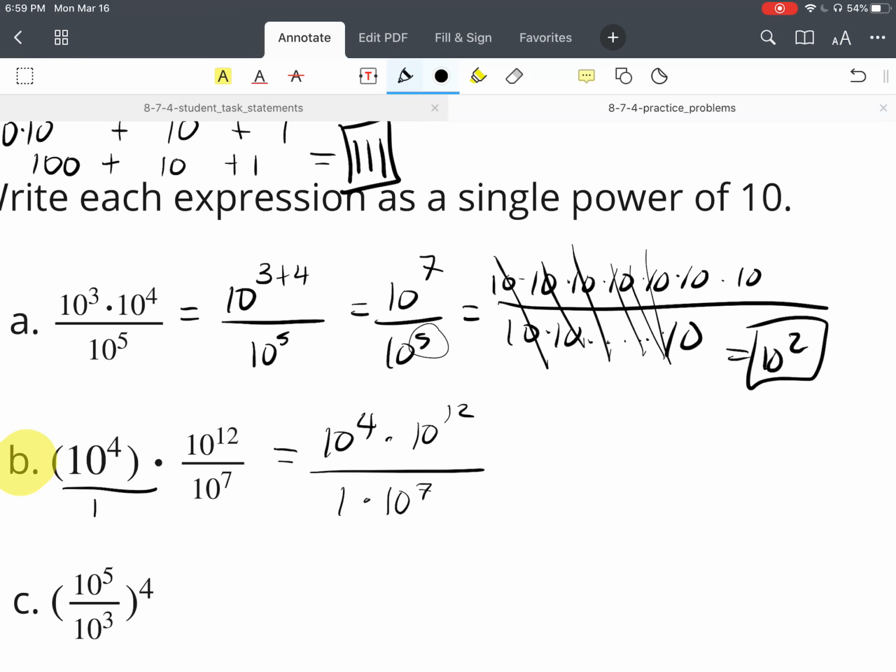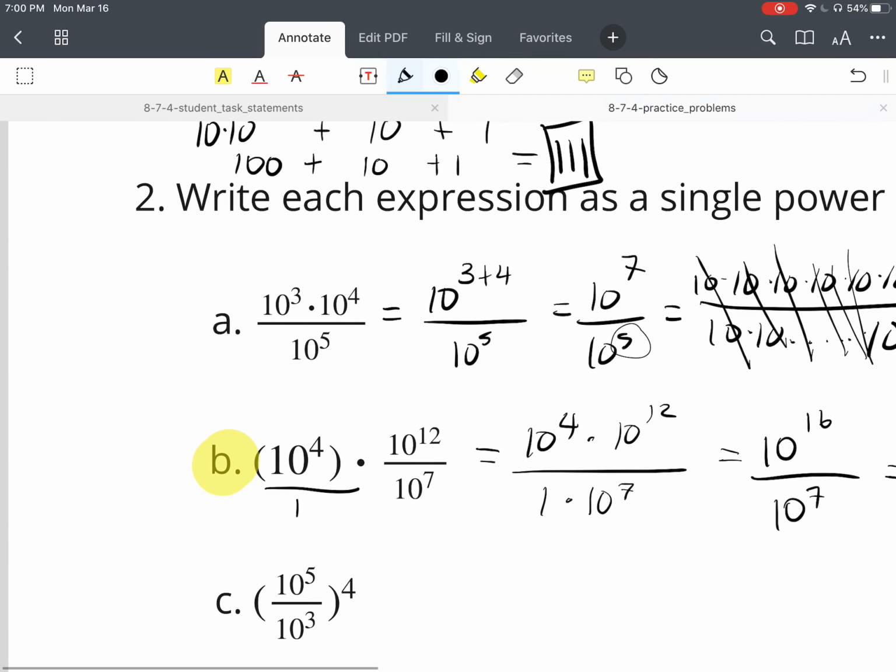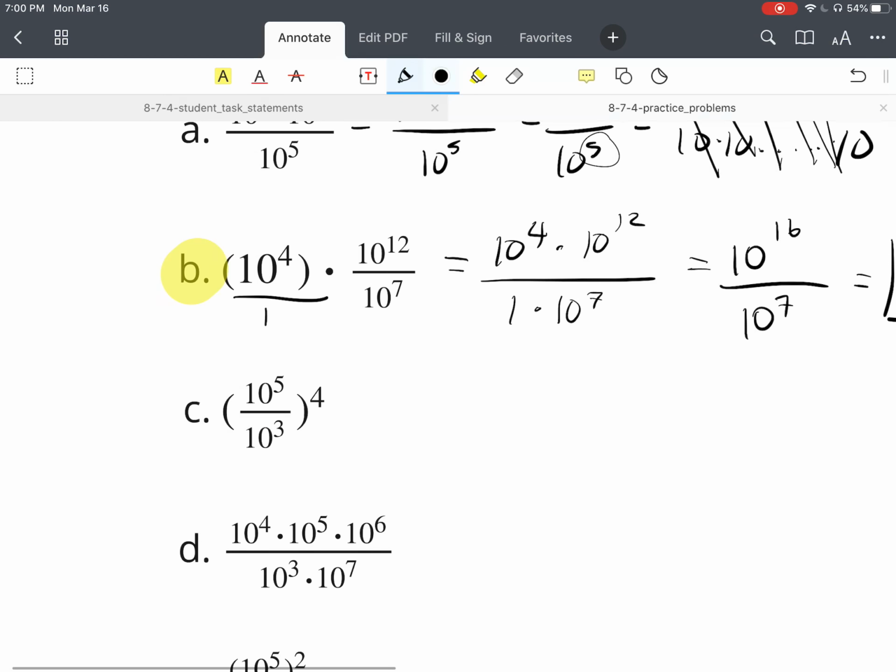Up here, we're multiplying, so we're going to add the exponents. 4 plus 12 is 16 over 1 times anything is anything, so that's 10 to the 7th. And once again, since we're dividing, we subtract the exponents. 16 minus 7 is 9.